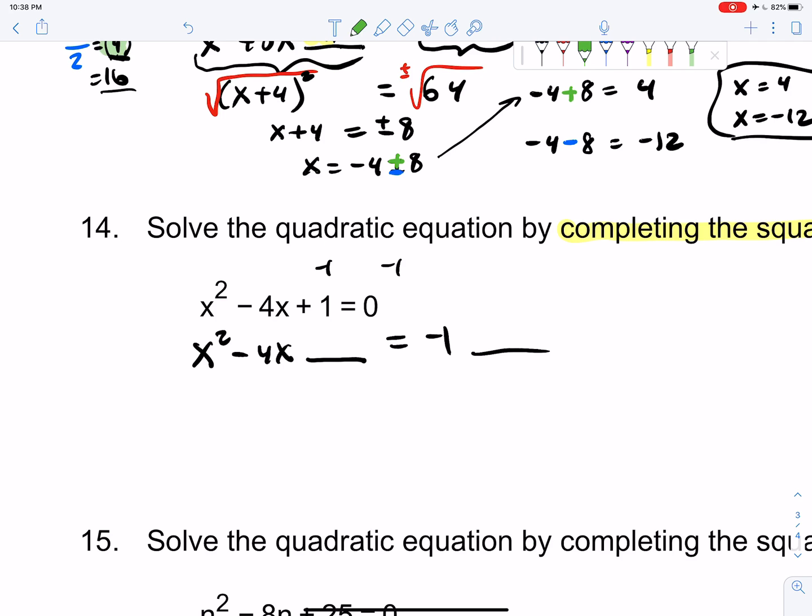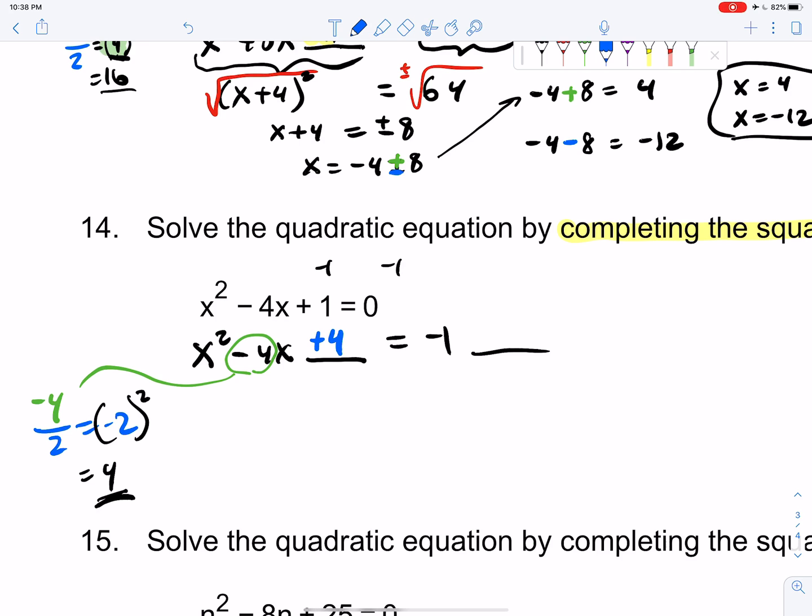How do we do that? Well, we take that linear term in the middle, -4. We chop it in half, -2. We square it, 4. And 4 is that number that, plus 4, completes the square. Well, if I add 4 on the left, I better add 4 on the right, to keep the equation balanced. And this is now a perfect square.